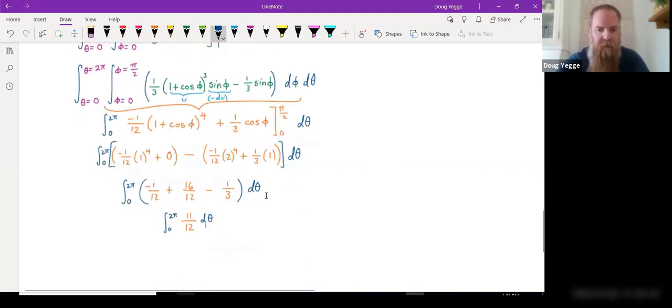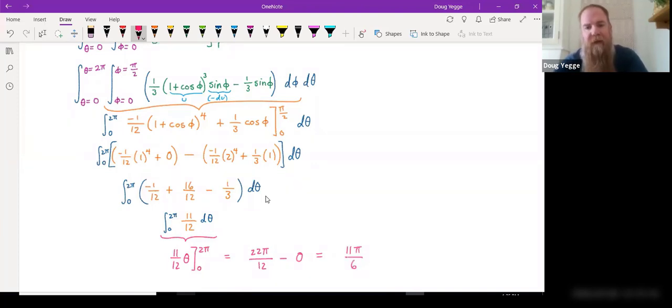Well, the integral of a constant is just the constant times theta. So this integral right here is just 11/12 theta evaluated from 0 to 2 pi, which gives me 11 pi over 6. Or rather, we could plug in and get 22 pi over 12 minus 0, which gives me an answer of 11 pi over 6.